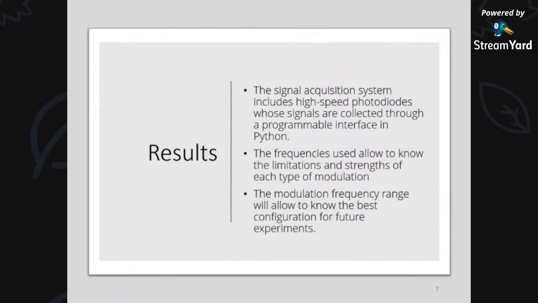In resume, we can say that having a good signal acquisition system is important. We can have a good modulation, but we need high-speed photodiodes to know the correct signal at the end. And the frequencies to use are determined by the type of modulation that we use, and it will be different for each case. The modulation frequency range allows us to know the best configuration for future experiments.